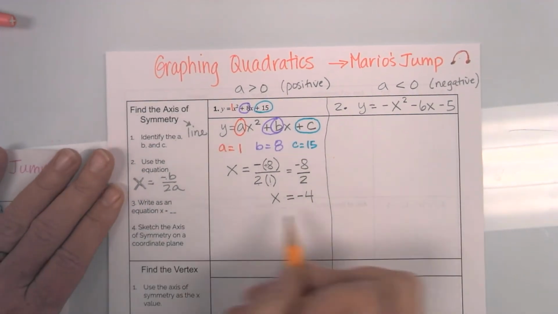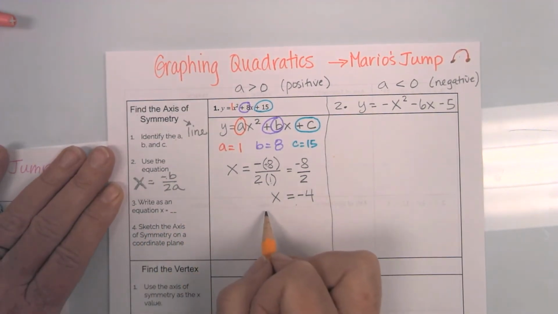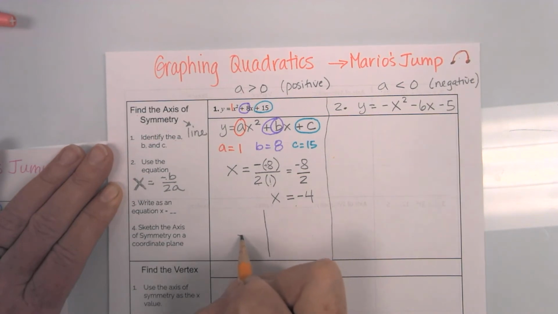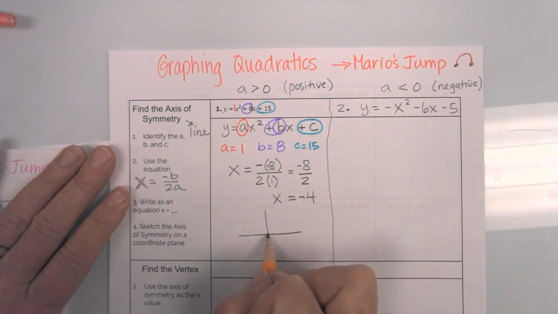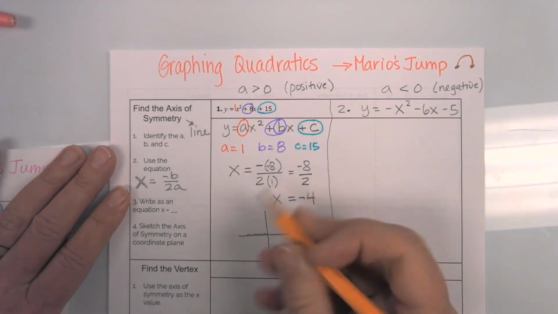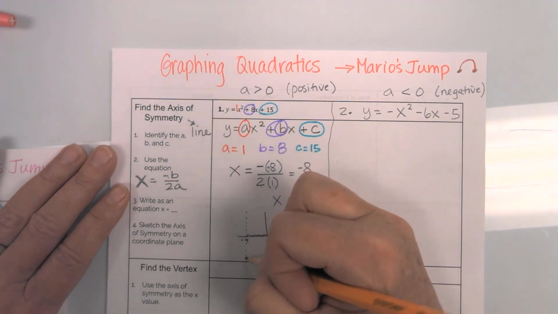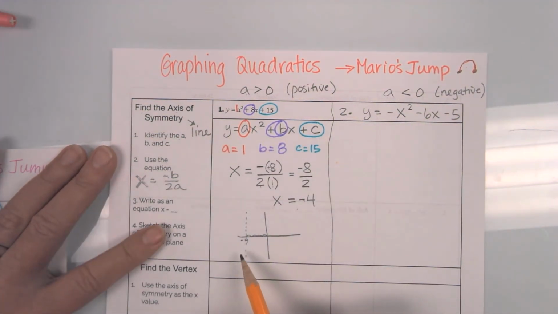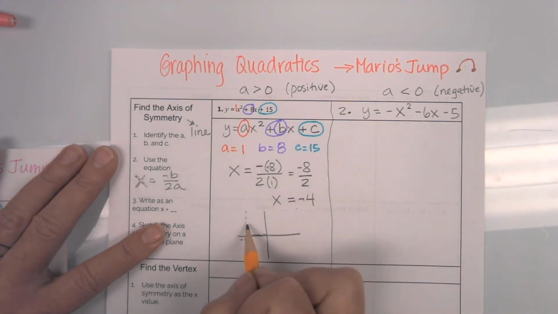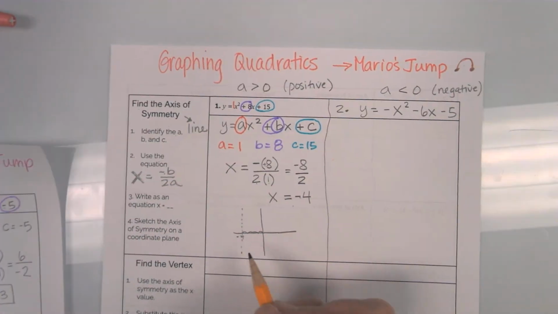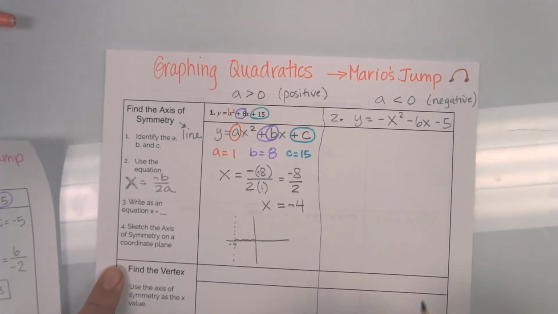I can write it as an equation, and then I can also begin to sketch it. So notice that I'm going to draw my coordinate plane. Negative 4, x is negative 4, so I'm going to go 1, 2, 3, 4. So here is negative 4, and I'm going to sketch in my line. That is my axis of symmetry. Now I know that my parabola will be divided exactly by this line. We'll come back and place our vertex in the next video.